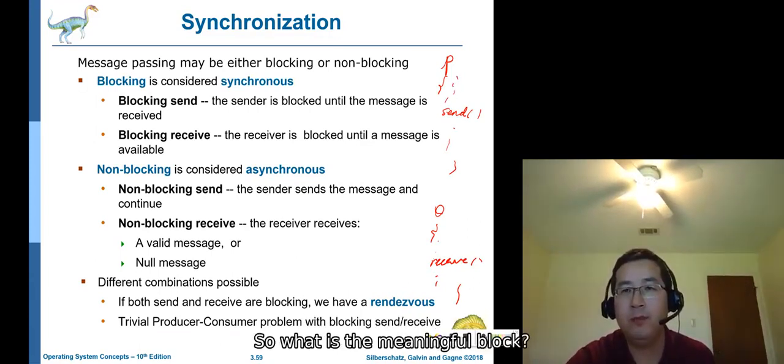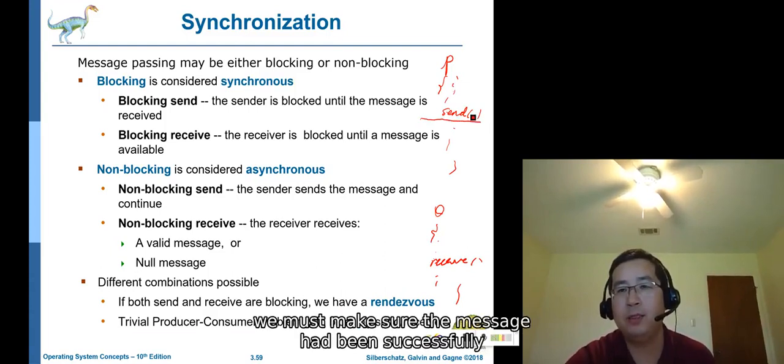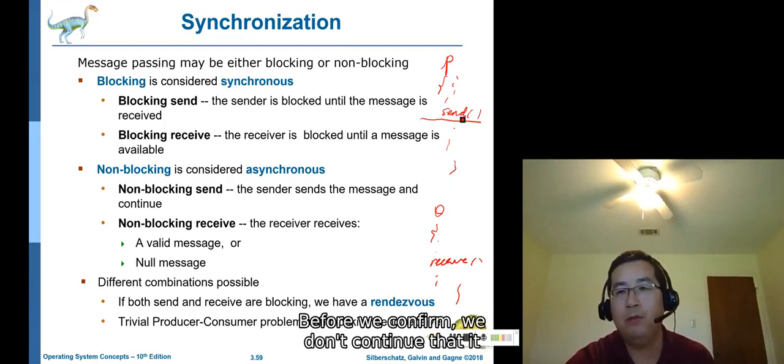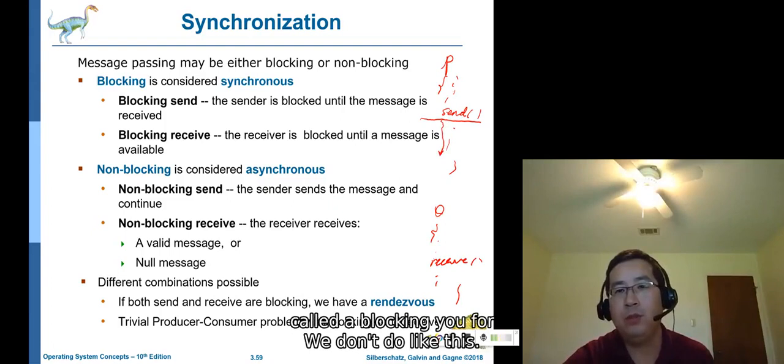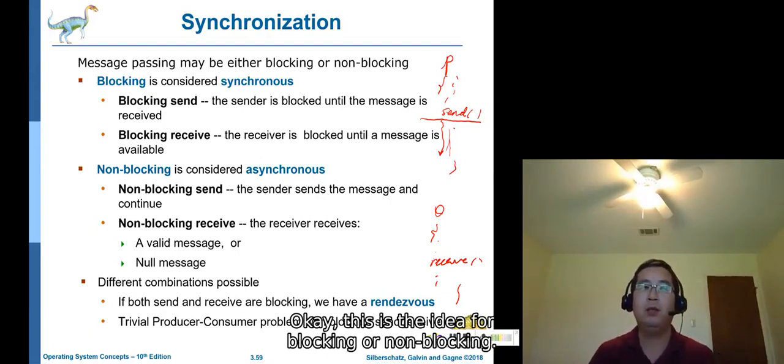So what is the meaning of block? Block means when we send a message, we must make sure the message has been successfully received, either by the receiver or has been saved in the mailbox. Before we confirm, we don't continue. That is called blocking. If we don't do like this, we send and then we don't wait for the acknowledgement. We just continue with the rest of the instructions. That is called non-blocking. Okay, this is the idea for blocking or non-blocking.